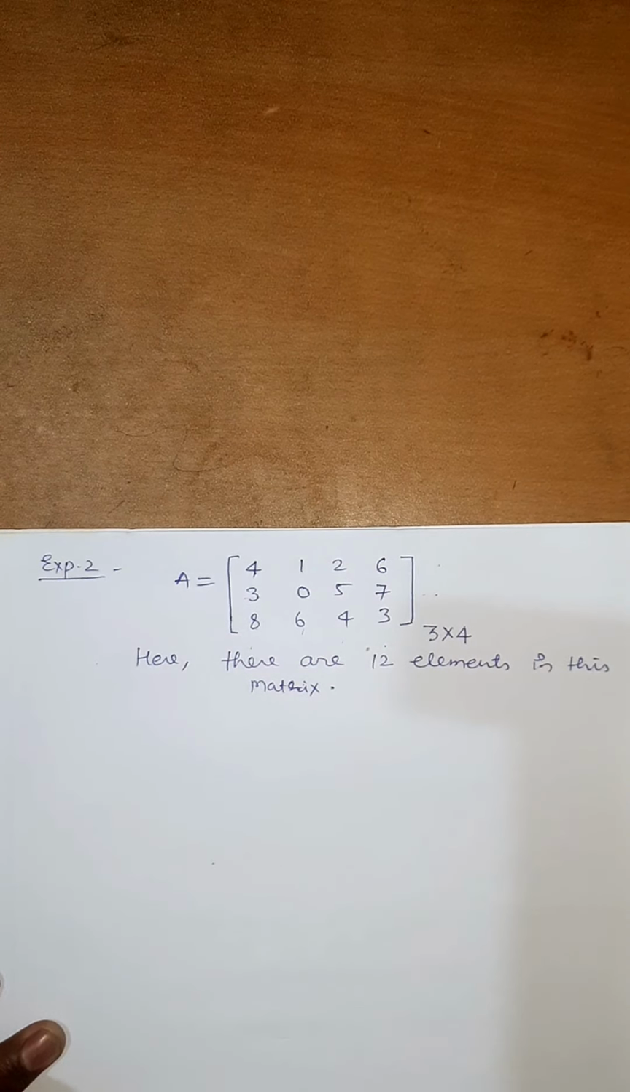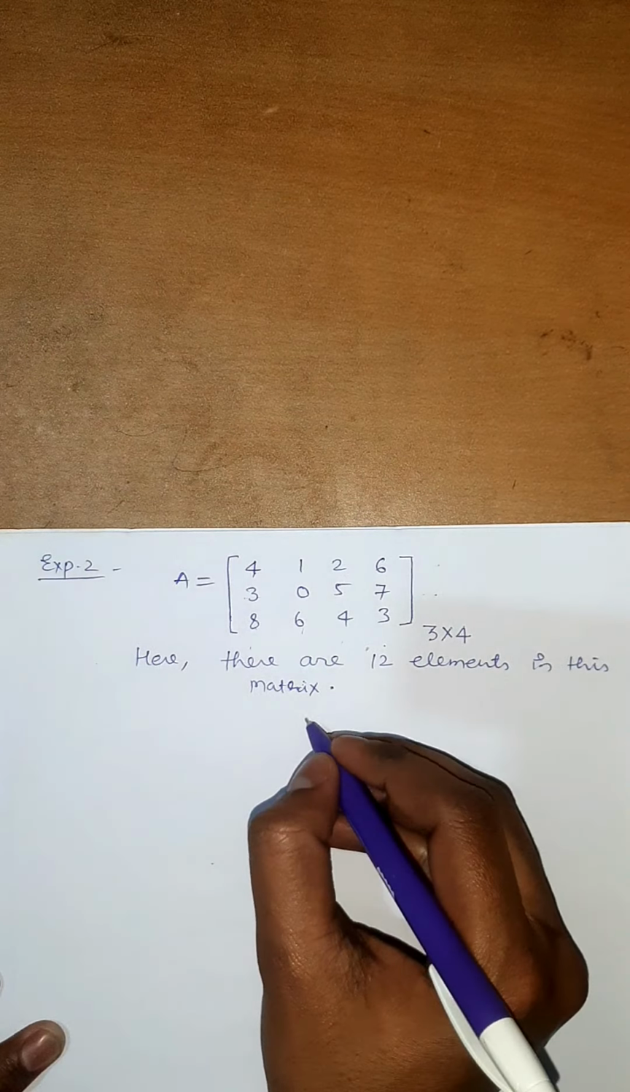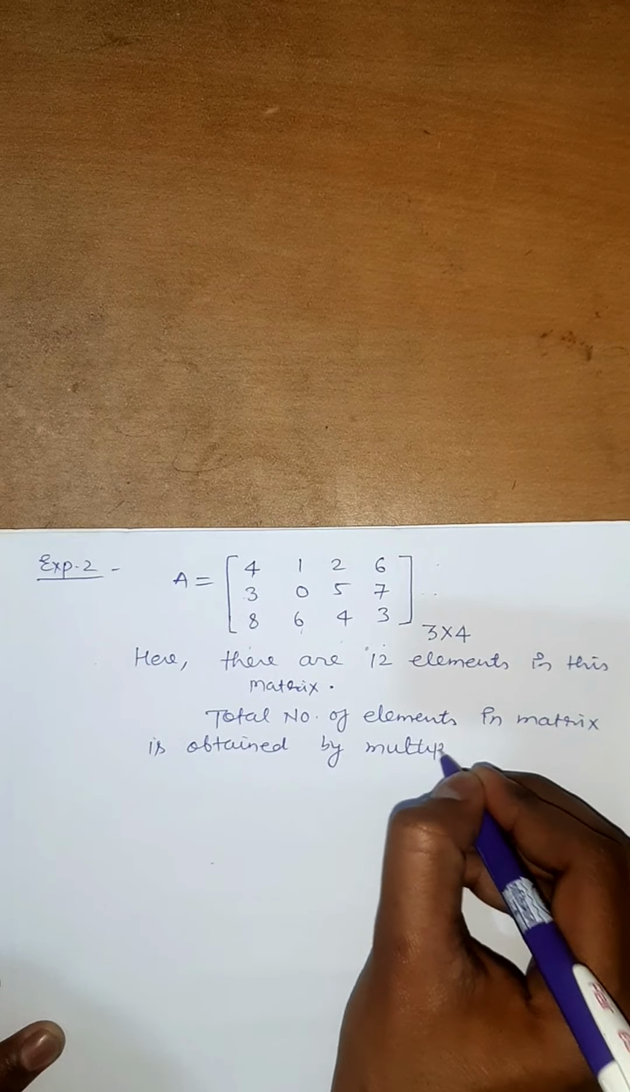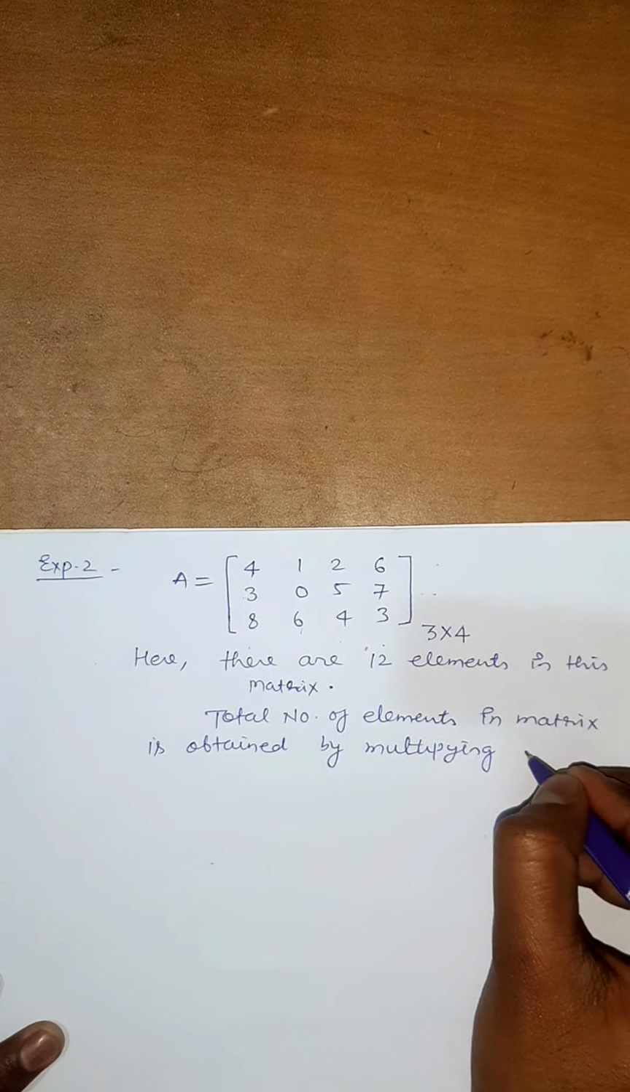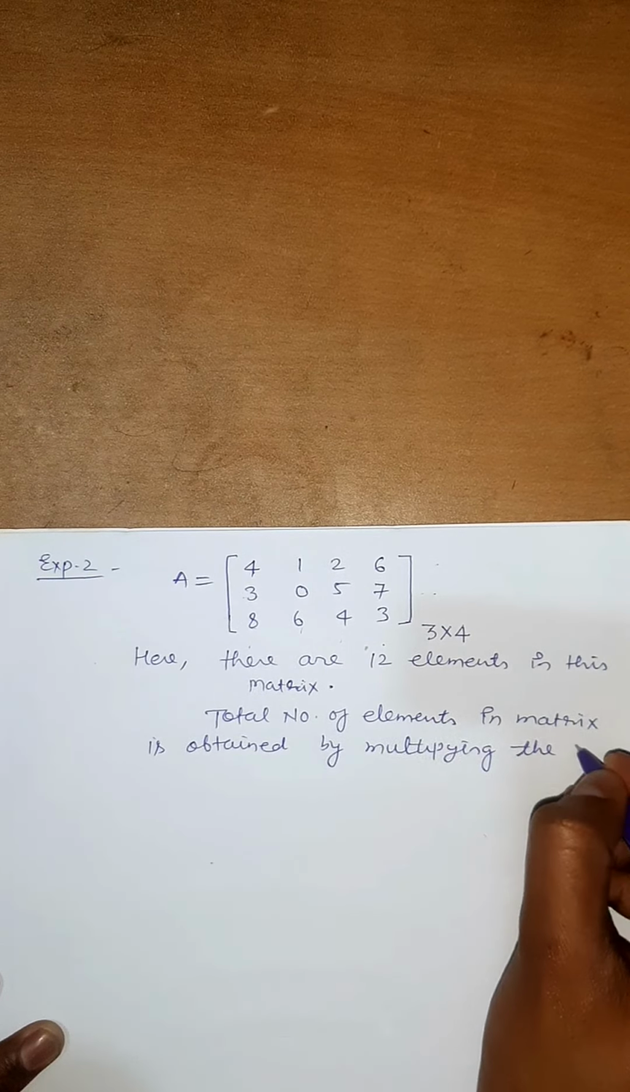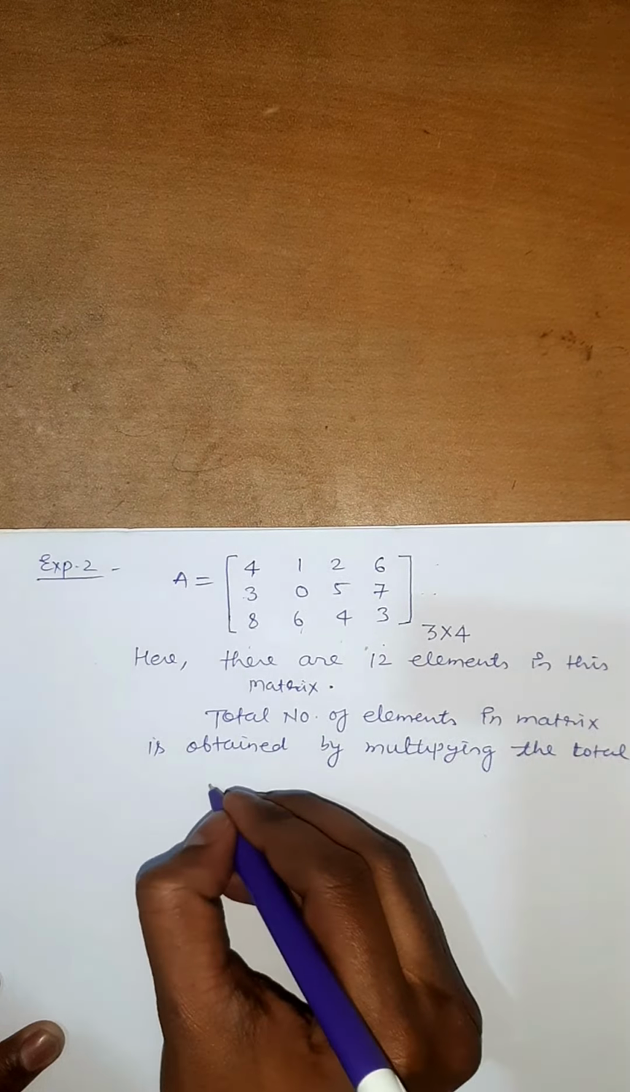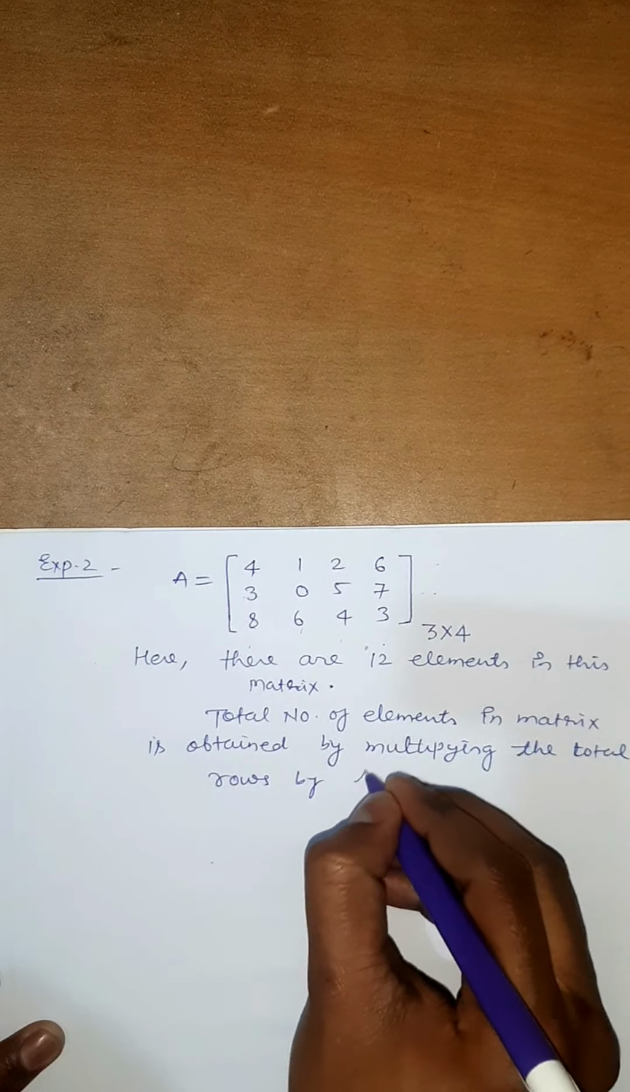You can also find the total number of elements in a matrix by multiplying rows by columns. So the total number of elements in a matrix is obtained by multiplying the total rows by total columns.